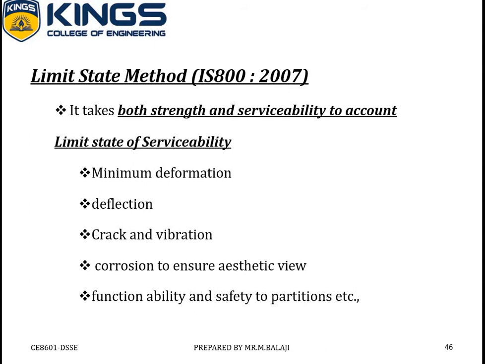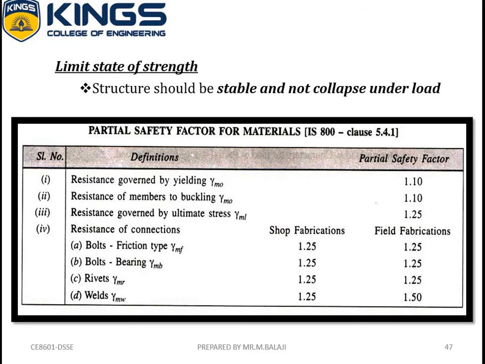First one is limit state of serviceability. It has minimum deformation, deflection, crack, and vibration corrosion to ensure aesthetic view, function, and safety to partitions. Limit state of strength: structure should be stable and not collapse under load. So how to choose partial safety factor? In IS 800 2007 table 5, we have values for partial safety factor.